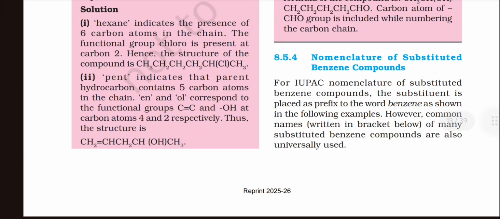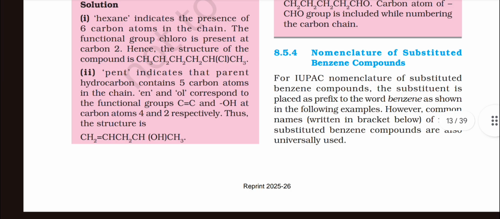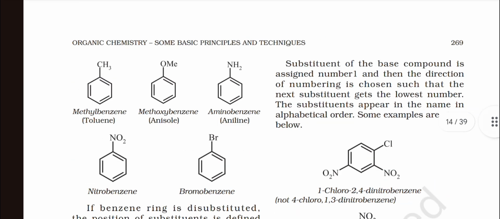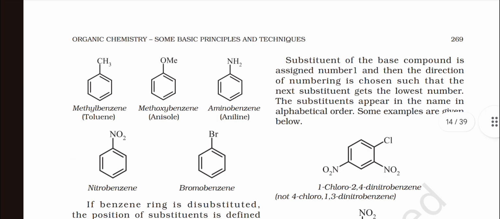Nomenclature of substituted benzene compounds. For IUPAC nomenclature of substituted benzene compounds, the substituent is placed as a prefix to the word benzene, as shown in the following example. However, common names of many substituted benzene compounds are also universally used: methylbenzene (toluene), methoxybenzene (anisole), aminobenzene (aniline), nitrobenzene, bromobenzene.